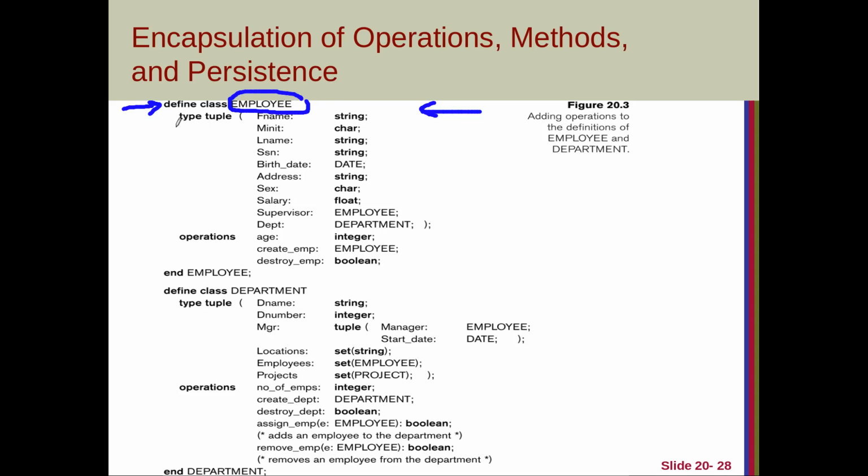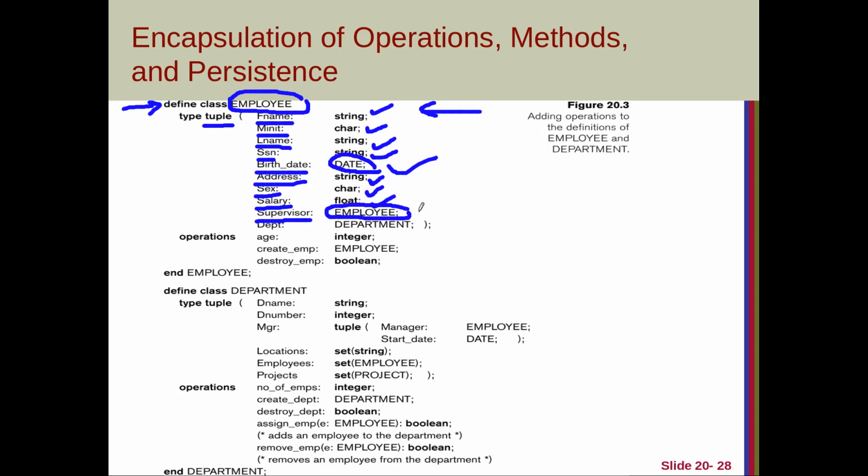Inside the employee we first add a type constructor, tuple. So type tuple, then within the brackets I define the instance variables: fname, colon, its type is string; minit, its type is char; lname, string; ssn, string again; birthdate, given another class type, that is a date type, which is to be defined separately. Then we have address, again string; sex, char; salary is a float type. Then I am giving a supervisor attribute which has another user-defined type, which is employee.